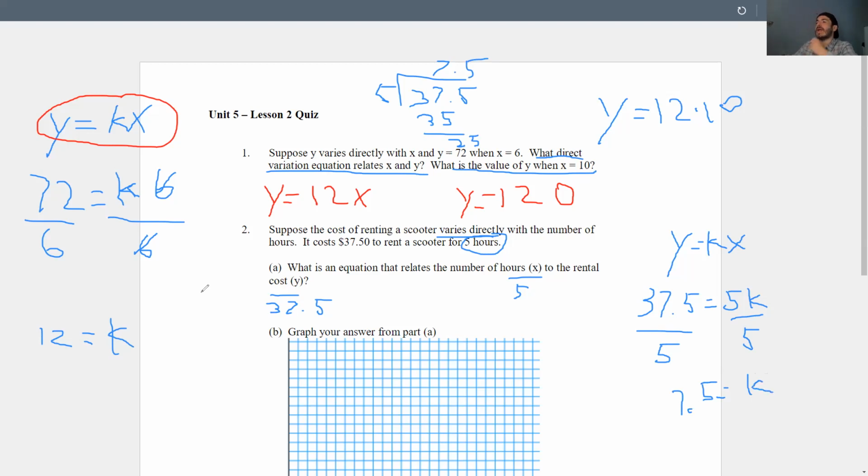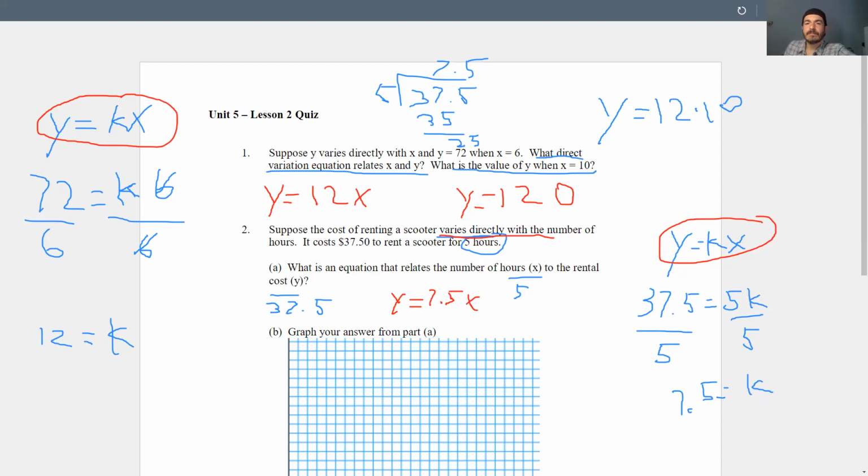Okay, so what is an equation that relates the number of hours X to the cost Y? I'm going to use my direct variation equation because it tells us that the scooter cost varies directly with the number of hours. And I know what my K is now. So Y is equal to 7.5X. Graph your answer from part A.